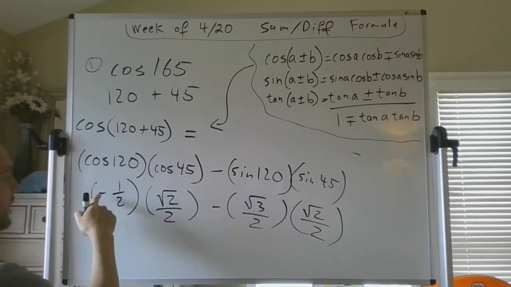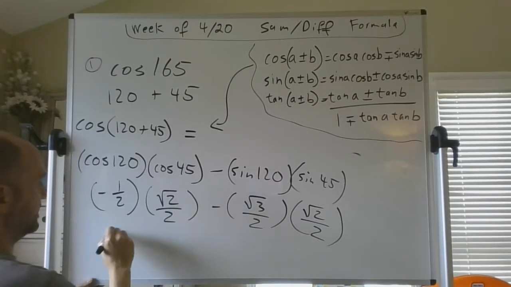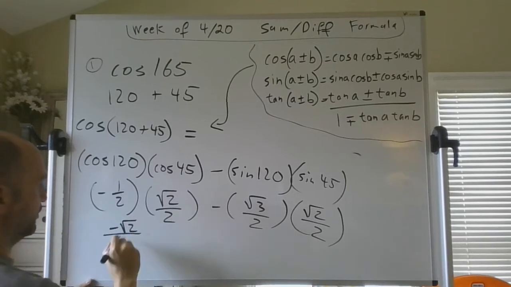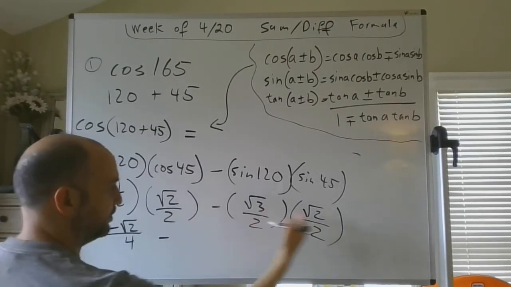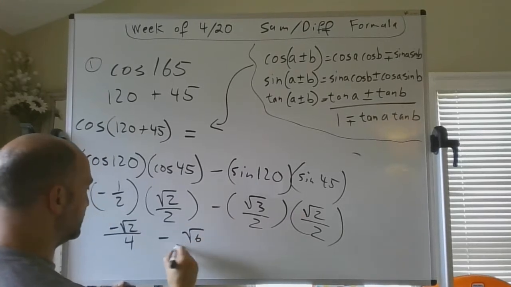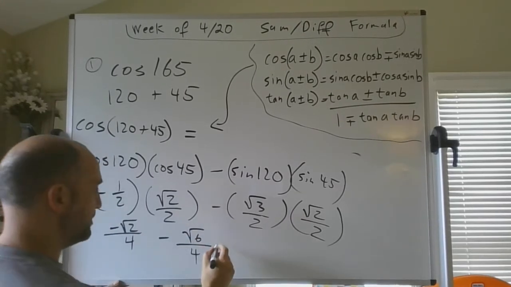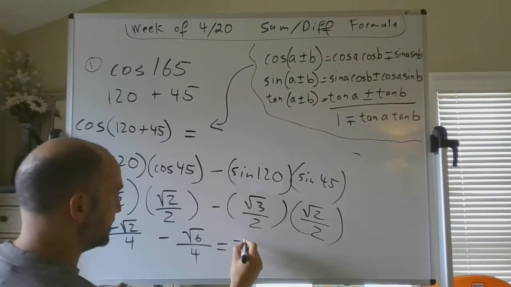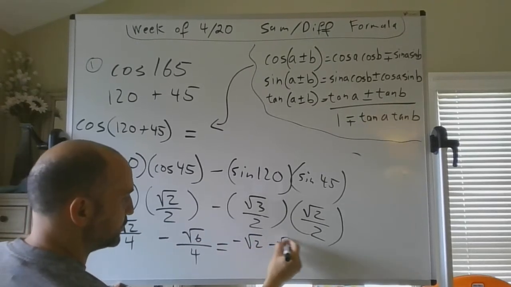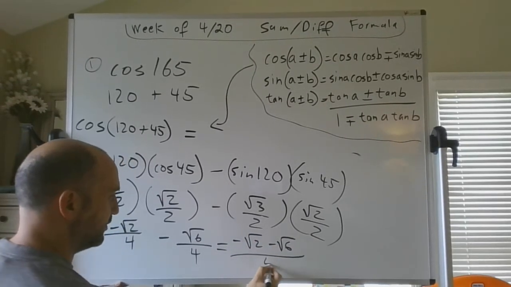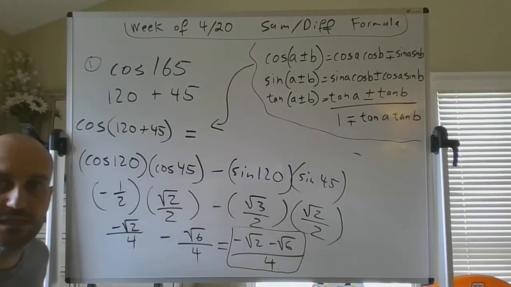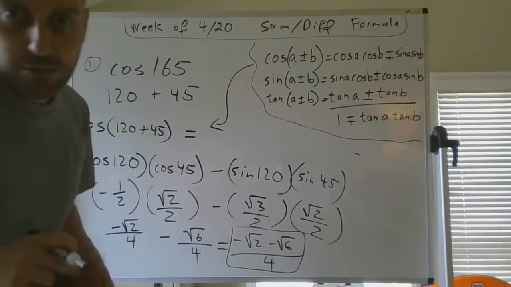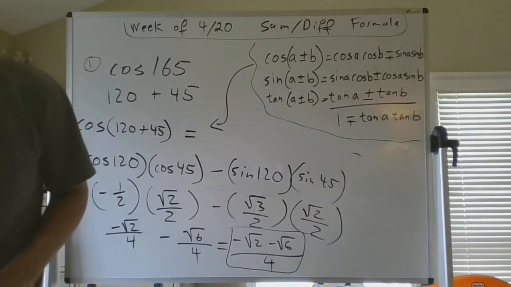Let's do it. Negative times positive, that's going to be a negative root 2 all over 4. Subtracted by multiplying these two, that's going to be root 6 over 4, which is equal to negative root 2 minus root 6 all over 4. Because I already have common denominator, we are done. That's it. Okay.